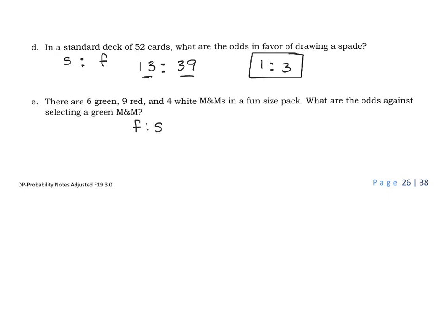to successes. So if we're looking at the odds against selecting a green M&M, we're going to need to put our 6 right here for the green. Now, how many others did we have? 13. So that's our odds, a ratio of 13 to 6 against selecting a green M&M. Now that can't be simplified, so we're done with that.